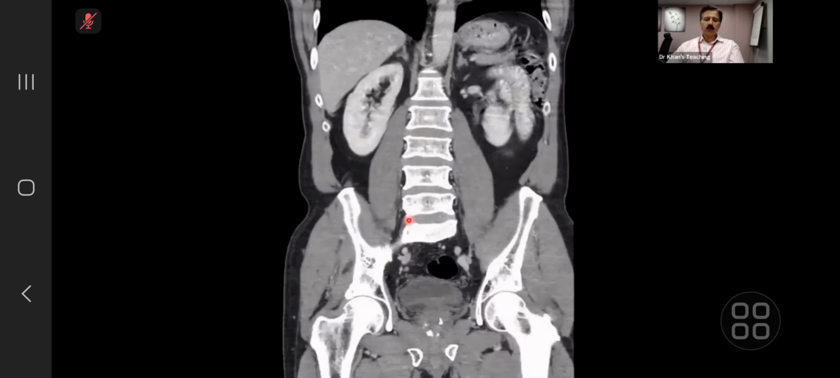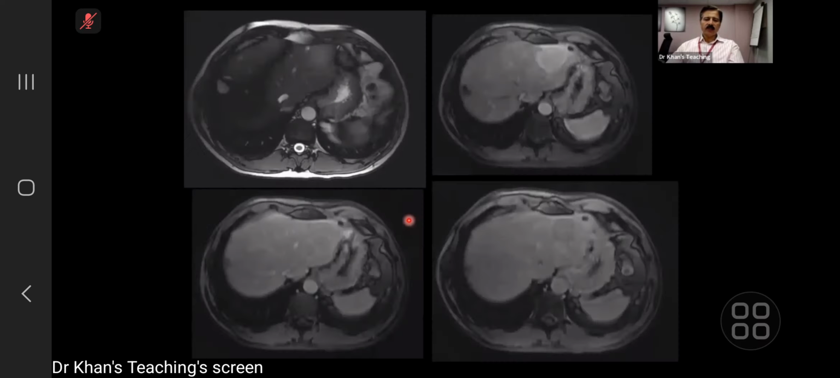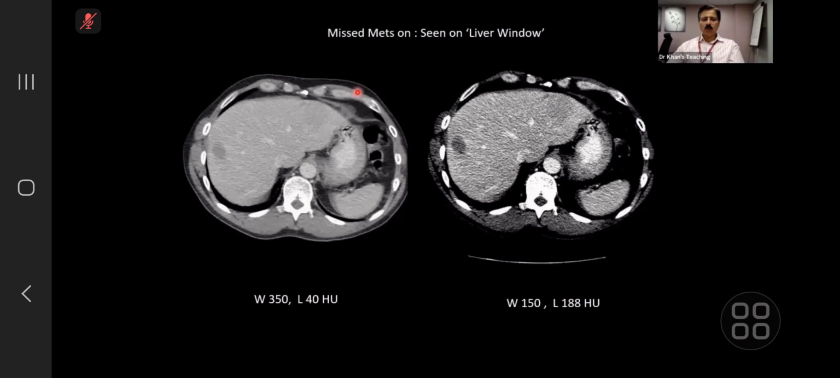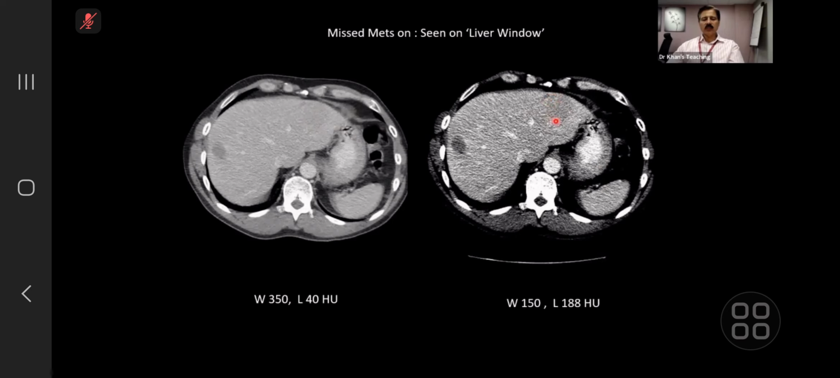Now let me show you that liver abnormality, and this on an MR then proved to be arterial phase enhancement and then washout. So this was a metastasis. If you go back to the CT, the learning point is always look at the liver window. There is a lesion here, very subtle, but if you go to the liver window, which is width 150 and level 188 on our PACS, this is the liver window. So that's another learning point.